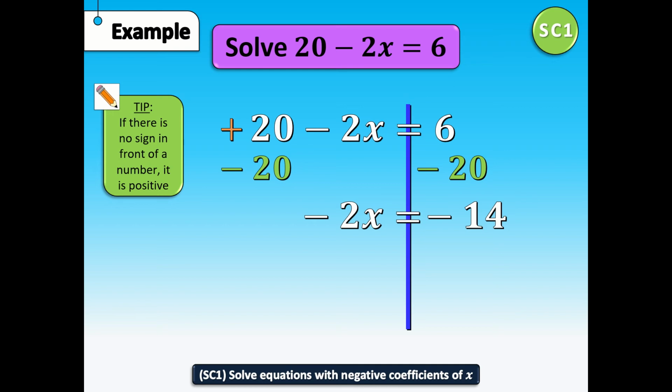The next thing we're going to do is divide both sides by minus 2. So we have x on this side, and minus 14 divided by minus 2, well, 2 minuses make a positive, and 14 divided by 2 is 7. So our answer is x equals positive 7.